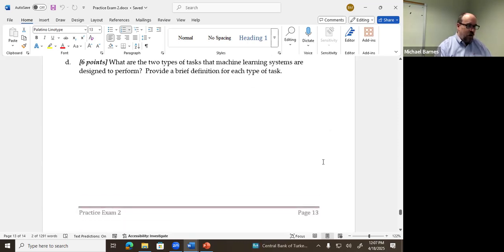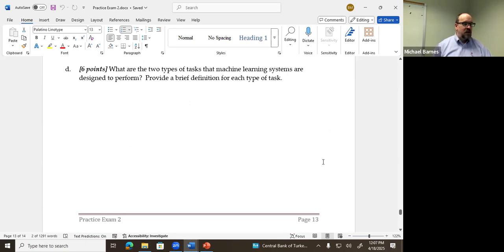All right. What are the 2 types of machine learning systems or 2 types of tasks machine learning systems are designed to perform? So that's classification and regression. Provide a brief definition of each task. Classification seeks to assign labels, dividing the input into output groups, and regression just seeks to predict real numbers. Through the combination of those, we can actually accomplish multiple different tasks.